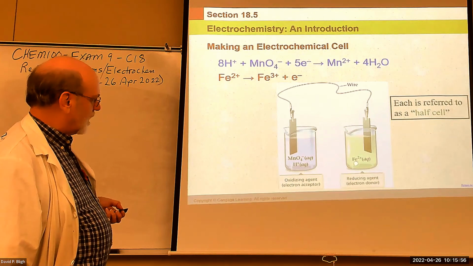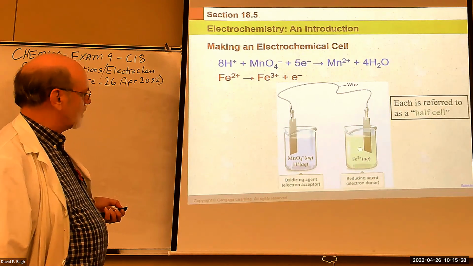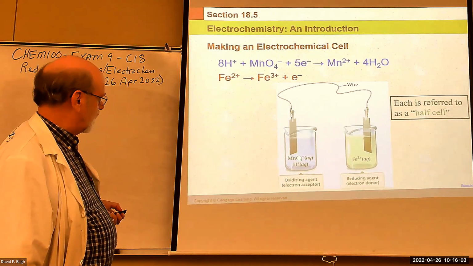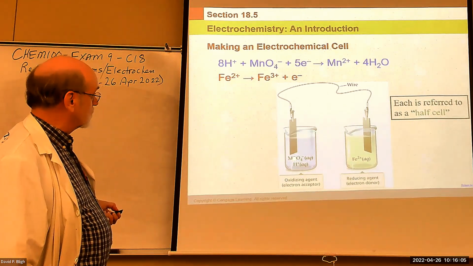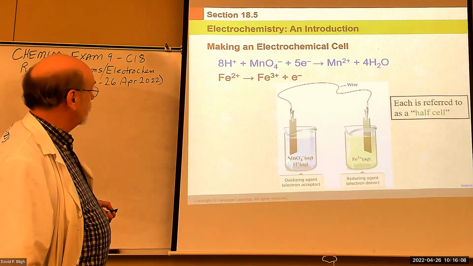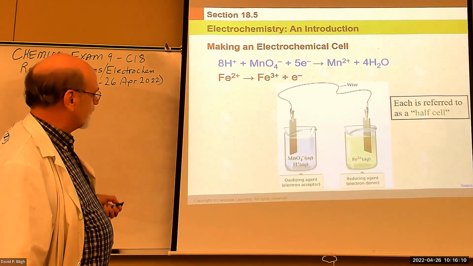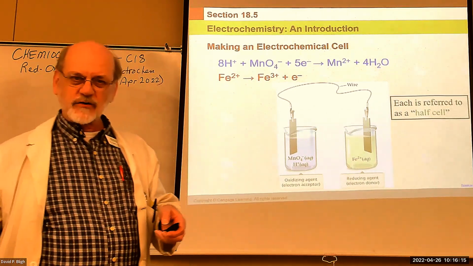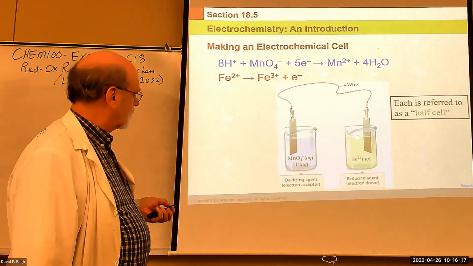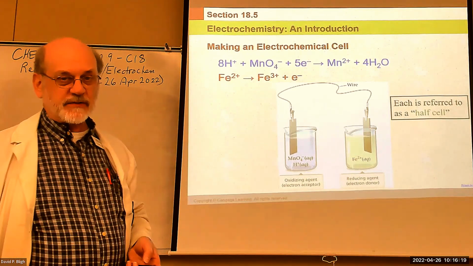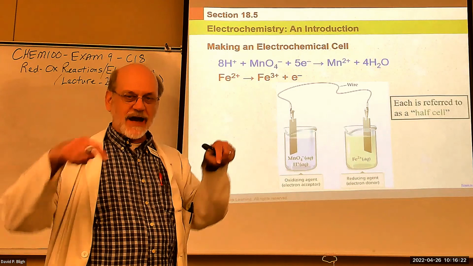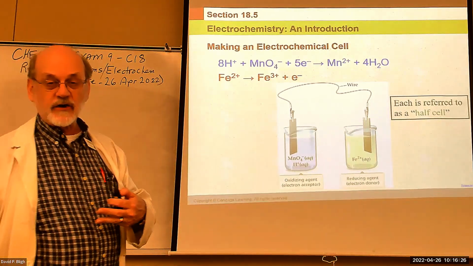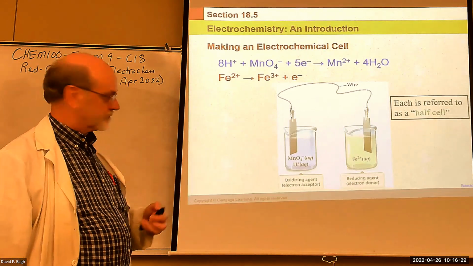So here we have iron 2 plus, but we also have iron 3 plus in there. And here we have manganate ion in acidic solution. And we need manganese 2 plus also in that solution. So in this case, the electrodes, these solids here, they don't participate in the reaction. The reaction is entirely in solution. The electrodes are there just to collect the electrons and send them from one to the other.